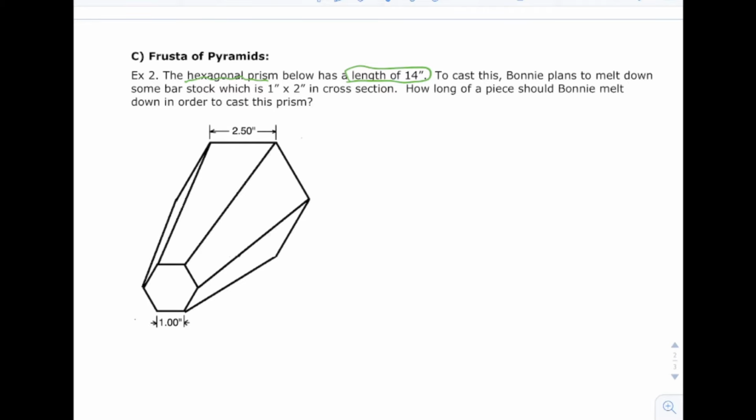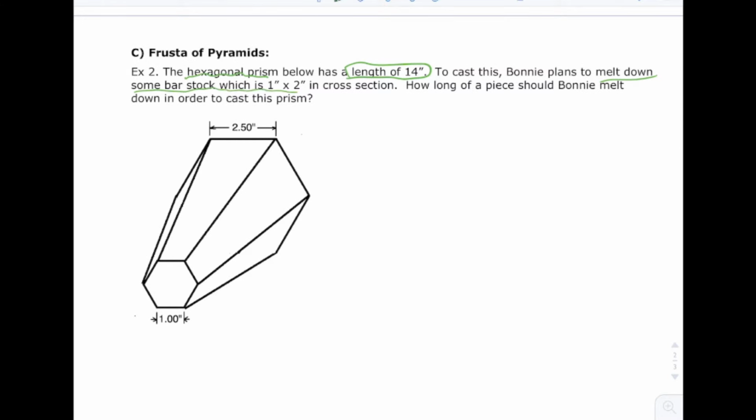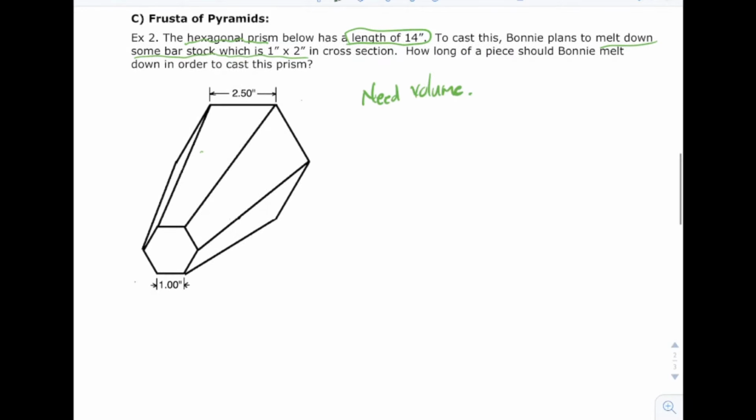Cast aluminum? I don't know what we're going to cast it out of. So in order to cast this, we need to melt down some bar stock. The bar stock has a 1 by 2 inch cross section. Okay, we'll worry about the bar stock later. To figure out how much bar stock we're going to need, we need to know how much stuff this thing is. In other words, we need the volume. So we need the volume, then we'll worry about the bar stock last.